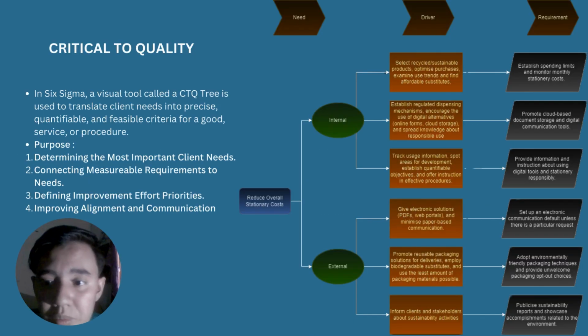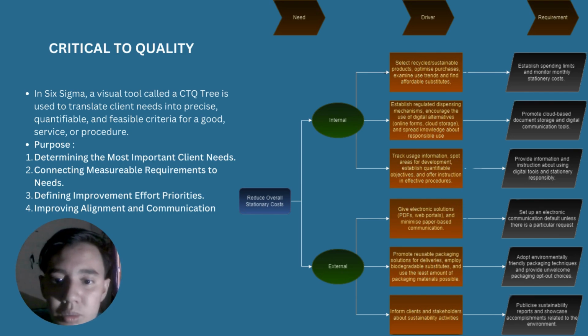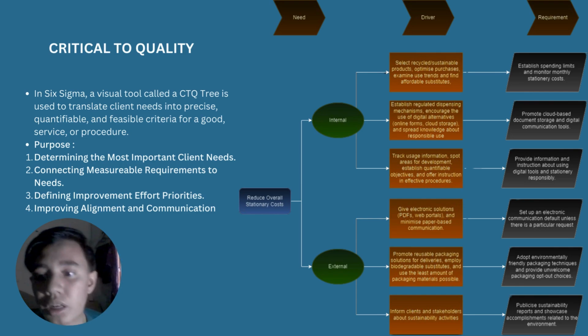The second step I do is Critical to Quality, which can be simplified as CTQ. A CTQ tree is a visual tool used in Six Sigma that translates customer wants into exact, measurable and visible critical criteria for a good service or process. Each goal is connected to curriculum-defined improvement initiatives, highlights critical needs, and enhances alignment and communication.